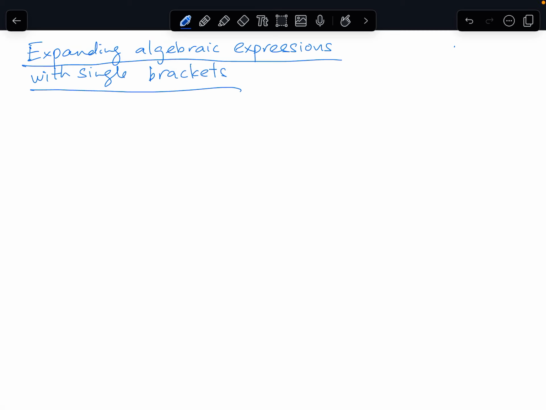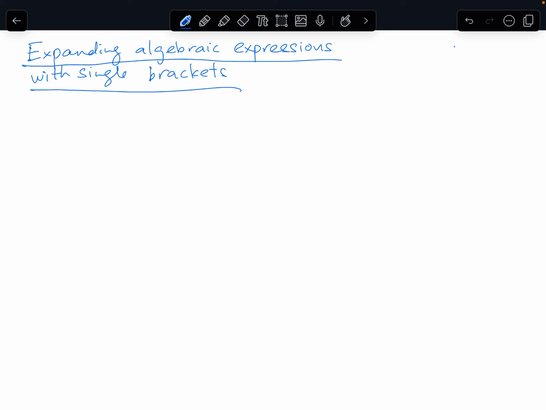Hello everybody. Today we're going to be looking at how we can expand algebraic expressions with single brackets. I'm sure you could find a lot of videos that basically show you how to do this, but I really think that it's important for us to understand how this actually works so it makes more relevant sense.